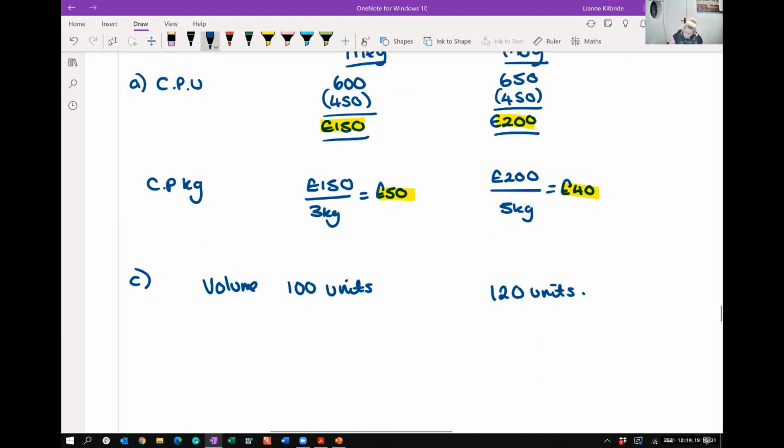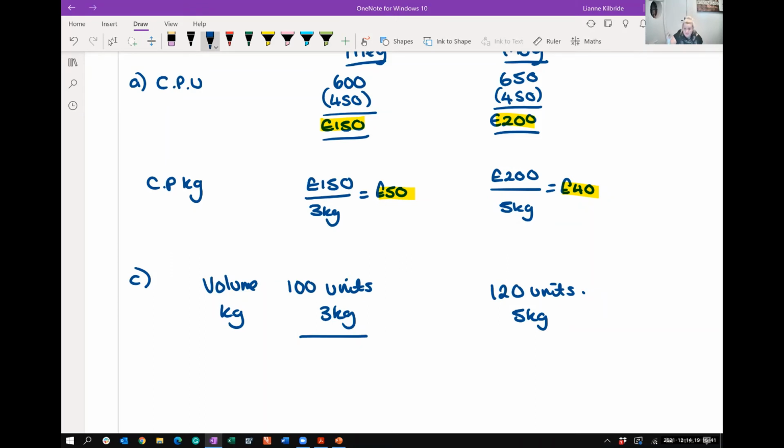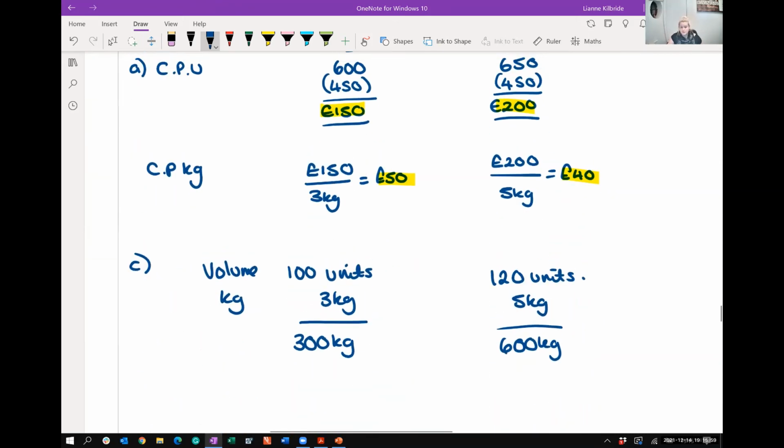We then have a look at the kilograms that's needed. Okay, so the kilograms per unit. So we've already said it's 3 kilograms and it's 5 kilograms. So in total, to make full production of Meg, we're going to need 300 kilograms of material. And to do the full production of Mog, we're going to need 600 kilograms of material. Now, we don't have enough, or do we? Because in the question, we only have 750 kilograms of material.